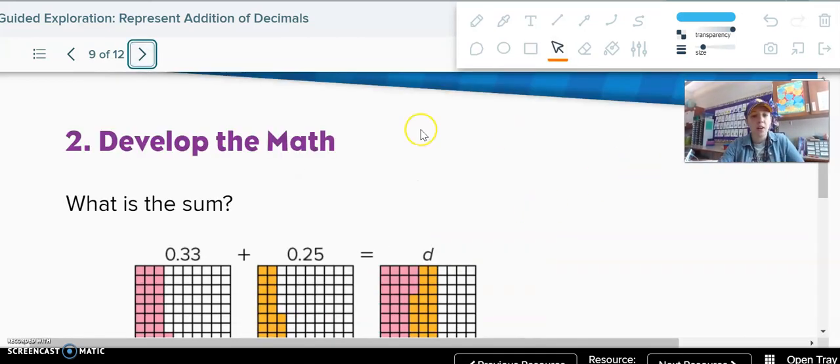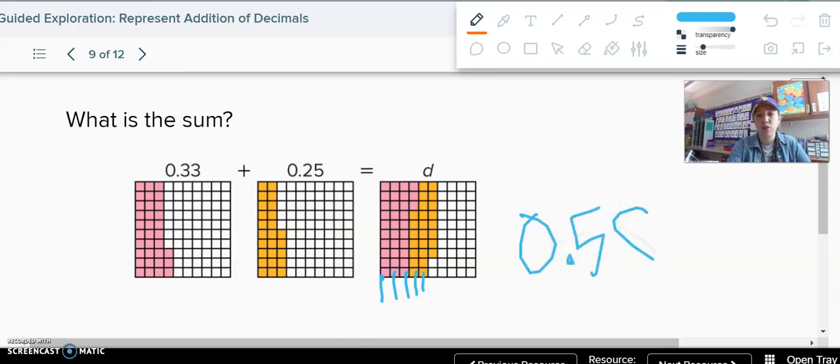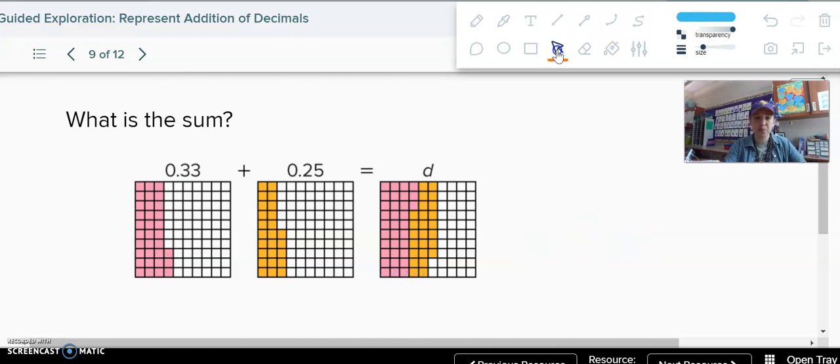There we go. Now we can see 1, 2, 3, 4, 5 full rows, and then 8 more. So we have 58 hundredths as the sum. And if this feels basic, that's okay. We're getting a visual so that we can have that in our brains as we move on to not always using the visual, but we'll at least have it to rely on in our brain.